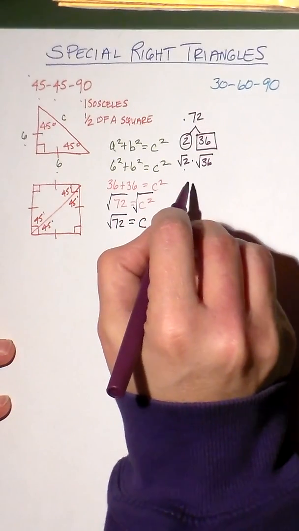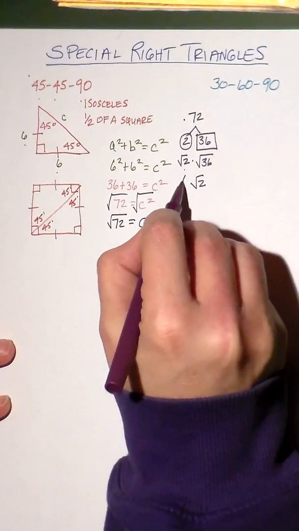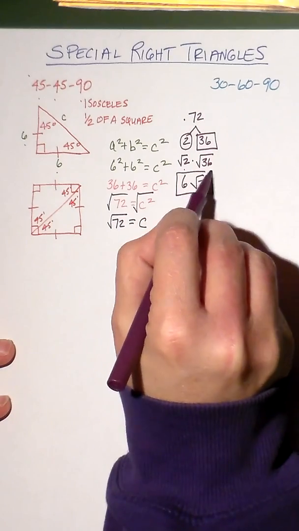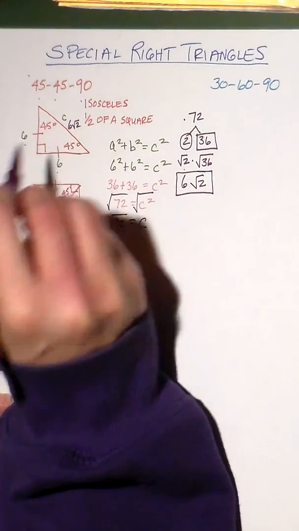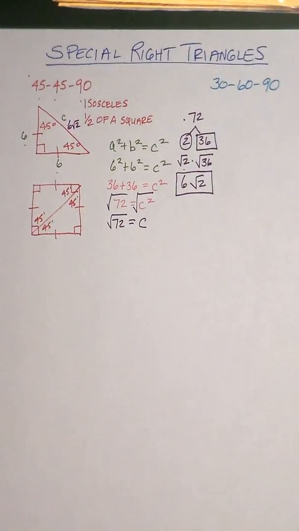Square root of 2 I can't do anything with. Square root of 36 is 6. So I bring the 6 outside, and there's my answer. So that means that my hypotenuse is 6 square roots of 2. Now, if you look at that, let me give you one more example.